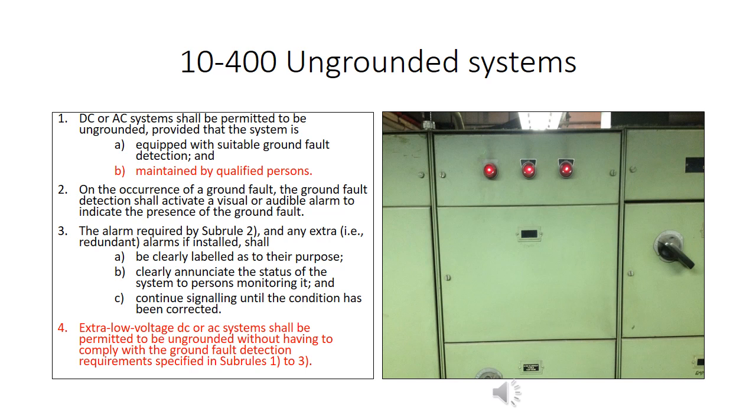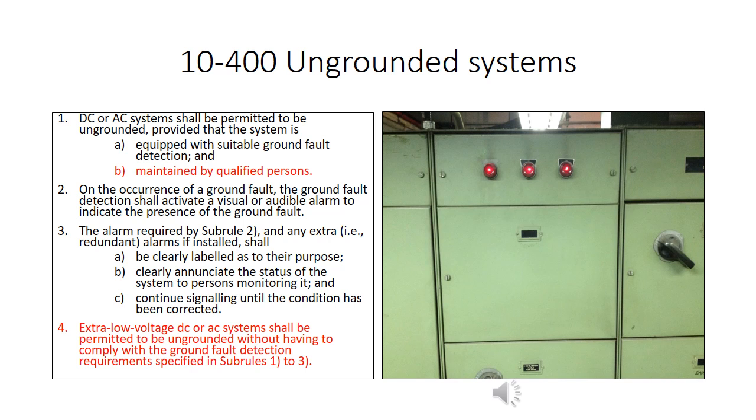10-400. Ungrounded systems. DC or AC systems shall be permitted to be ungrounded, provided that the system is a) equipped with suitable ground fault detection, and b) maintained by qualified persons. Subrule 2. On the occurrence of a ground fault, the ground fault detection shall activate a signal or audible alarm to indicate the presence of a ground fault.